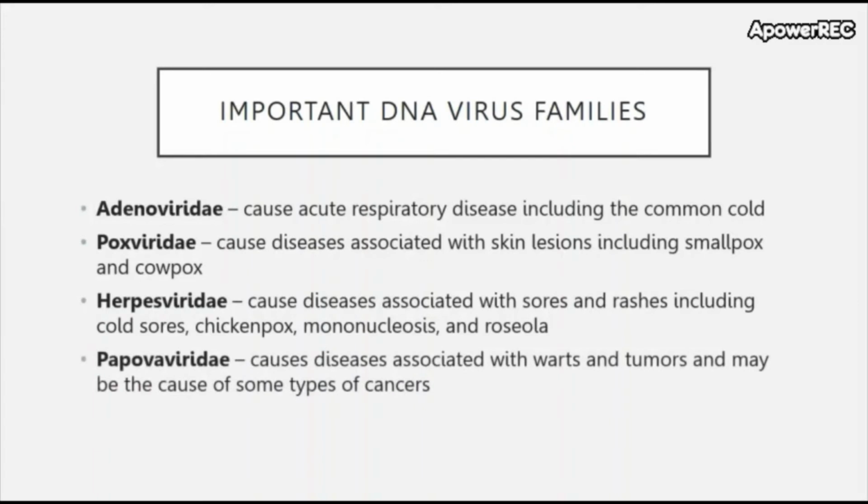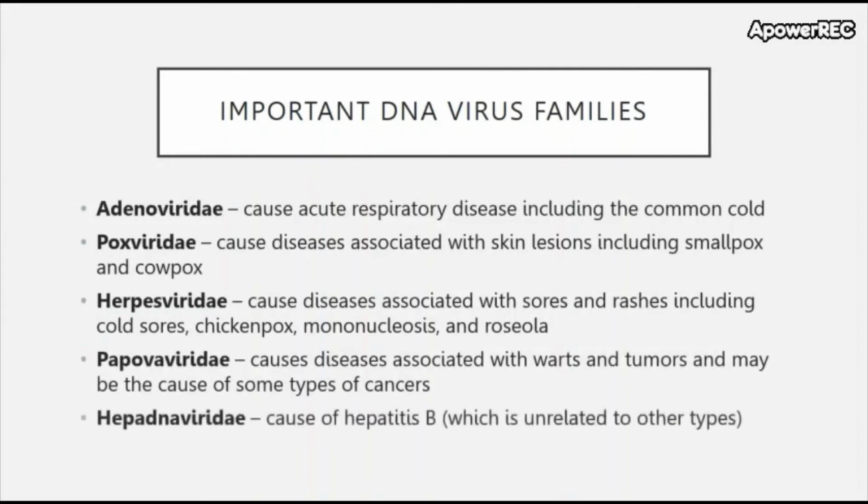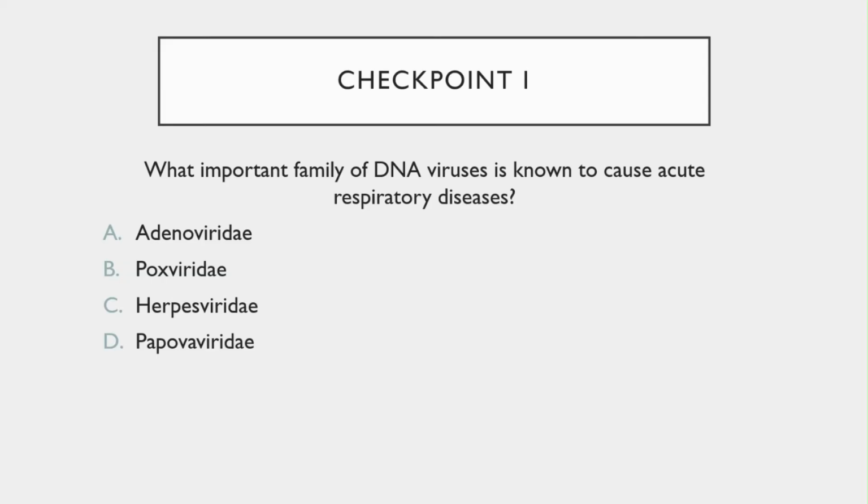We also have the Papovaviridae, which causes diseases associated with warts and tumors and may cause certain types of cancers. And then Hepadnaviridae, which causes hepatitis B, which is unrelated to other types of hepatitis. Checkpoint 1. What important family of DNA viruses is known to cause acute respiratory diseases?